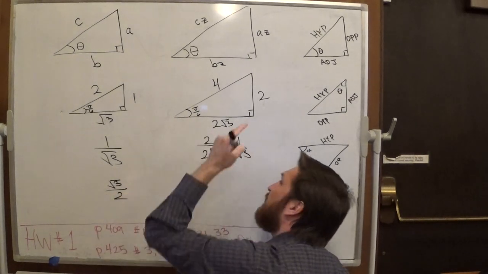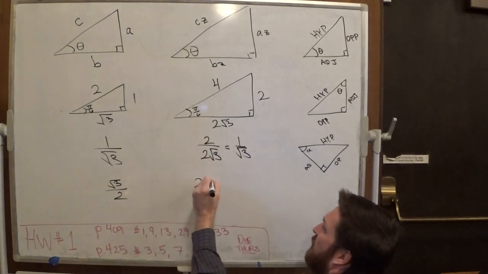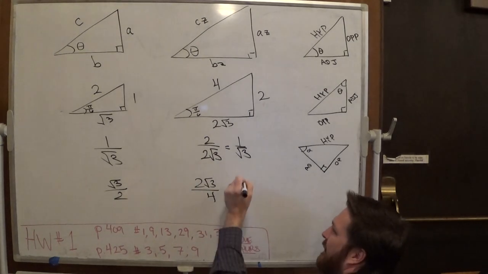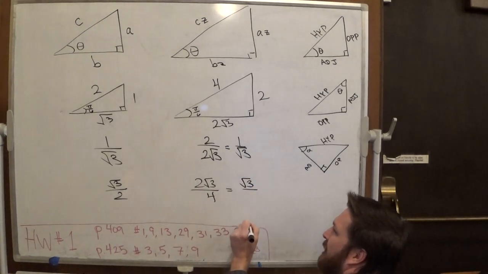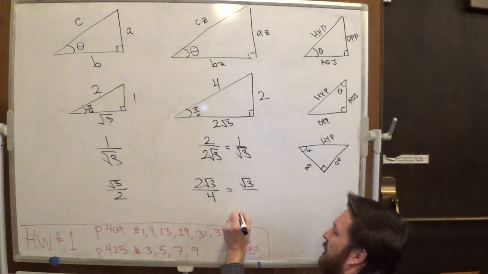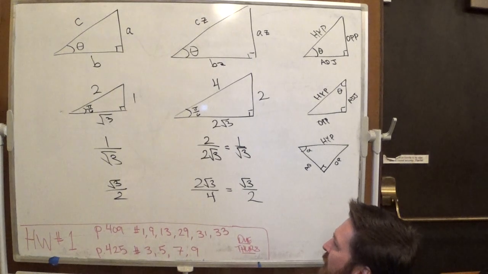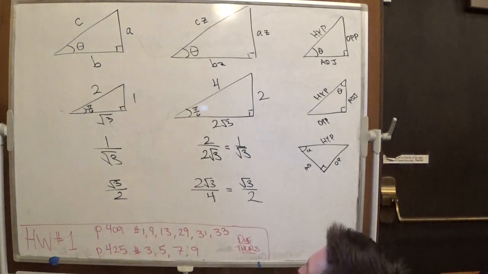Root 3 over 2. And let's go over here and go adjacent over hypotenuse. Root 3 over 4. And can we simplify that? Well, it's 4 times, it's 2 times 2, and you can cancel 2. There you go. You cancel the 2 in the denominator and the numerator, and we end up with, lo and behold, the exact same thing.